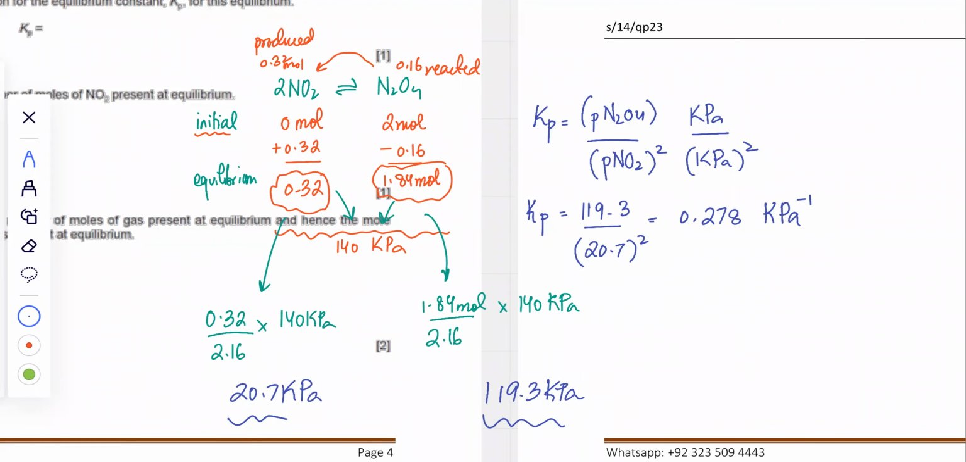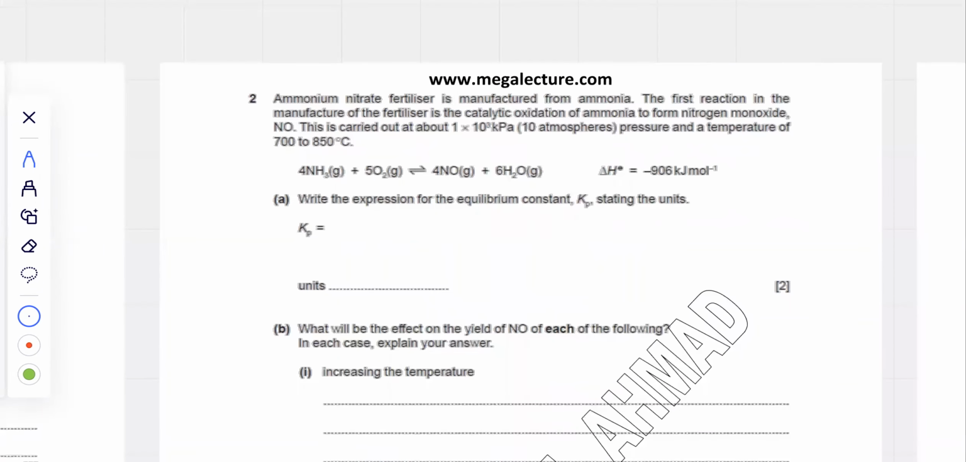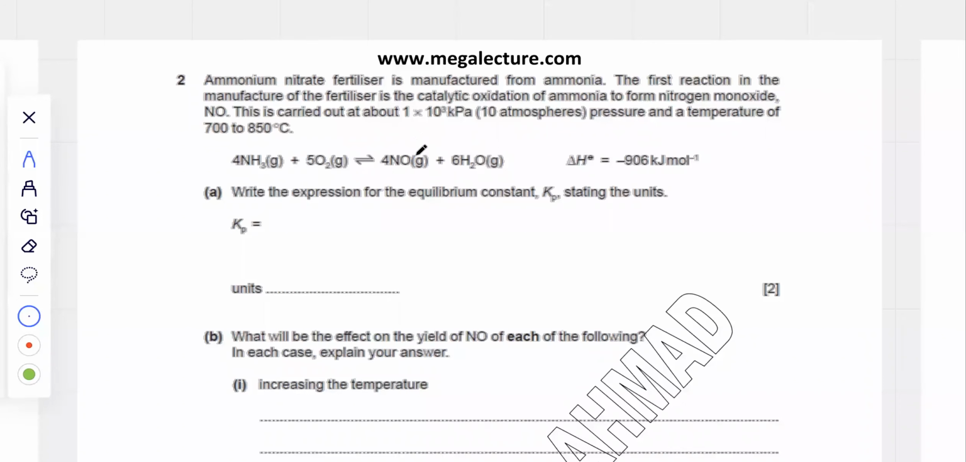Now the next question is, in the next question, what is being asked is, I think no calculations. He's just asking you to write the expression for Kp. Now, the expression. So now the expression for Kp in that case is that it's going to be, just a second. Just hold on one second.